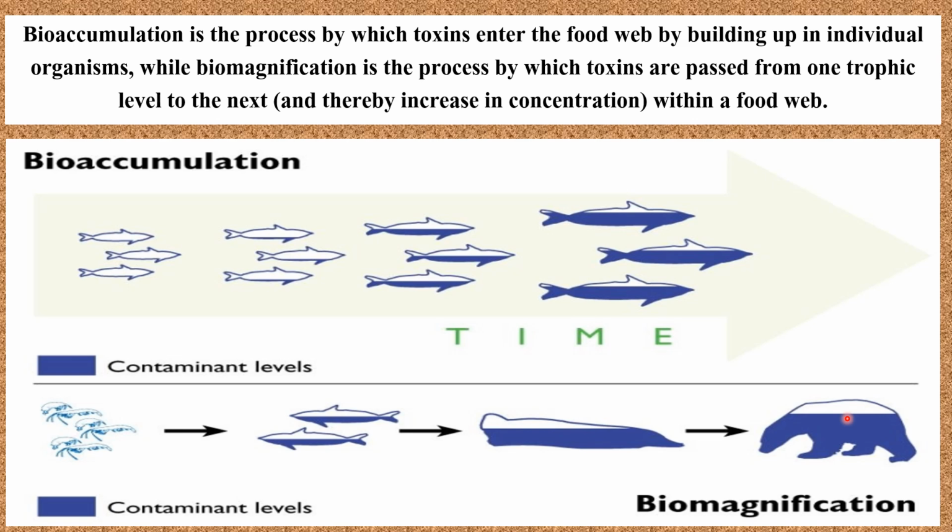So you can see here an increase in the concentration of substances takes place as you move from one trophic level to the next trophic level.